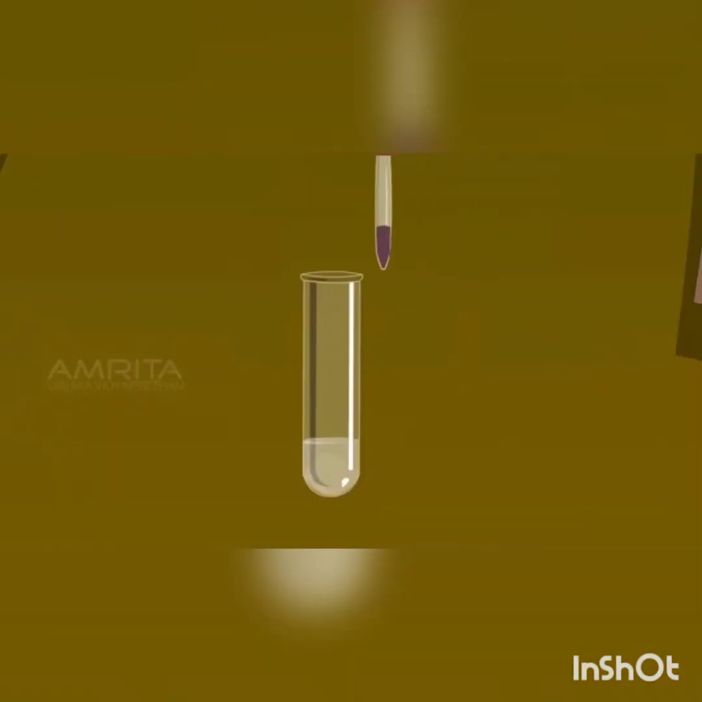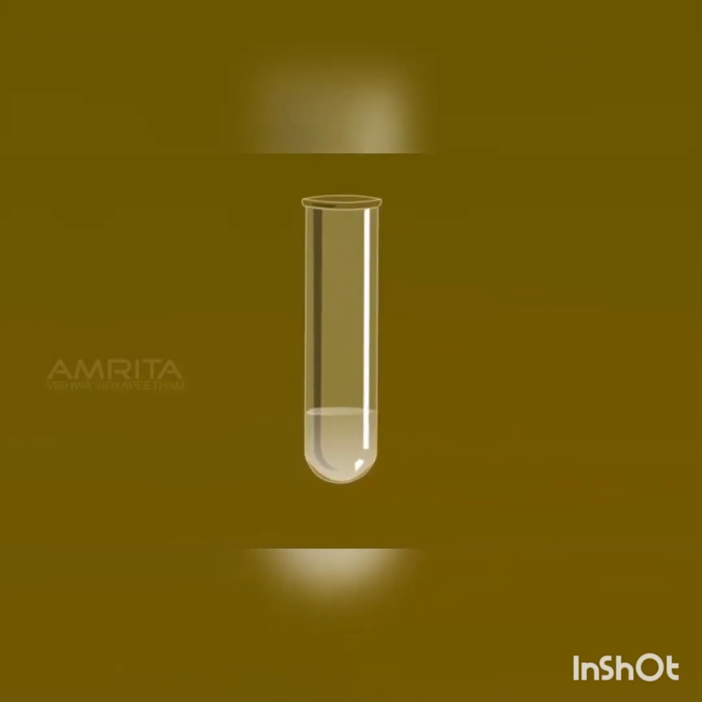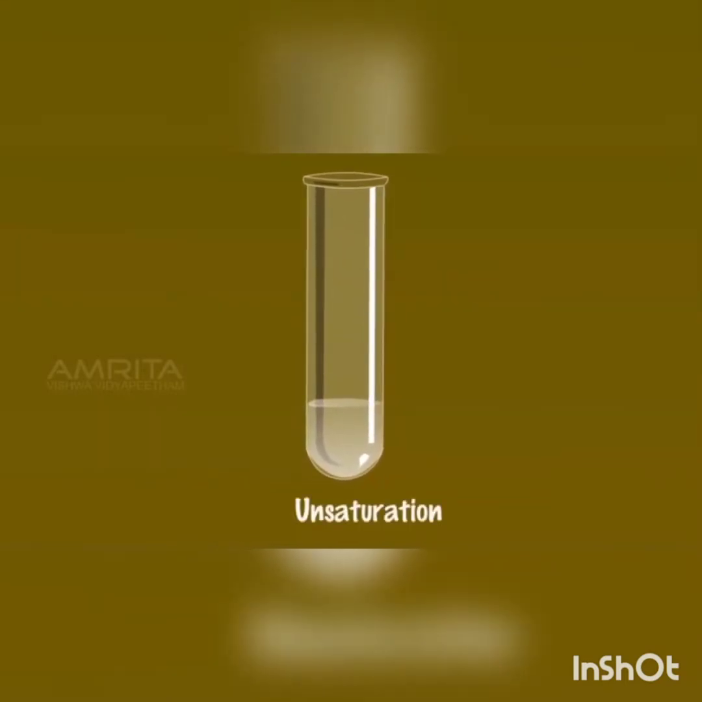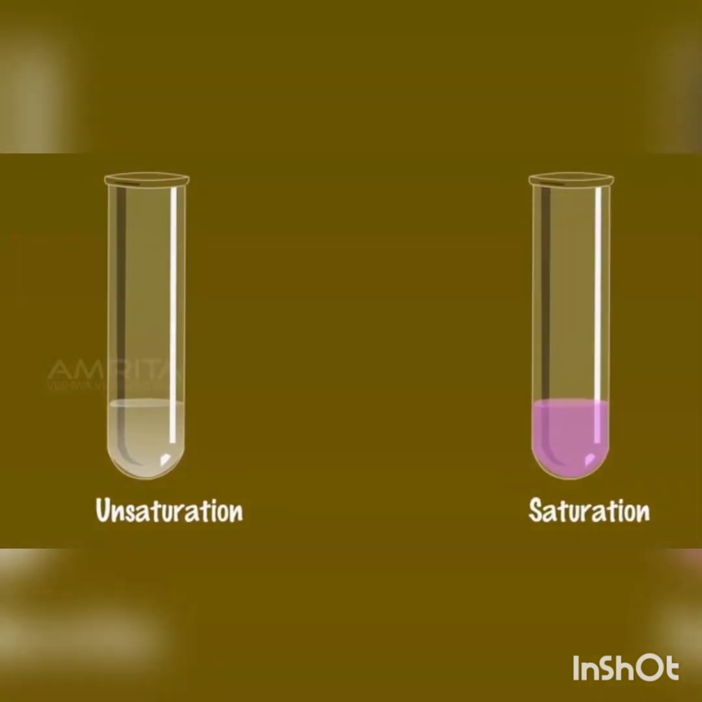Now add 2 to 3 drops of KMnO4 solution to it. Decolorization of pink color of KMnO4 indicates unsaturation, otherwise it is saturation.